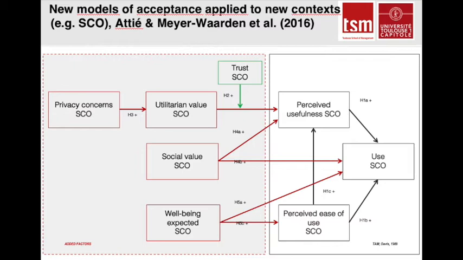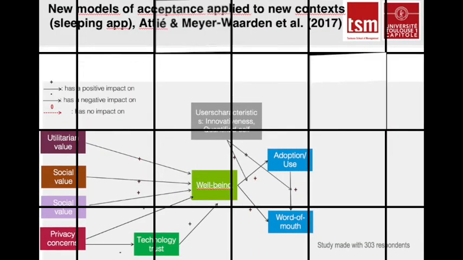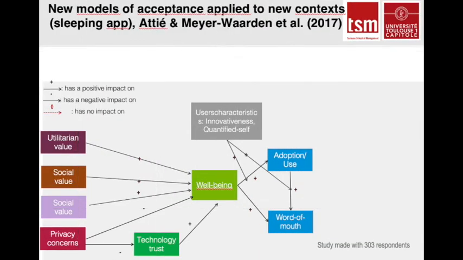We see that trust moderates positively the impact of utilitarian value on perceived usefulness. In other words, the higher the trust, the higher the impact of utilitarian value on perceived usefulness of smart connected objects. We have also developed an extended acceptance model for the acceptance of a sleeping app.